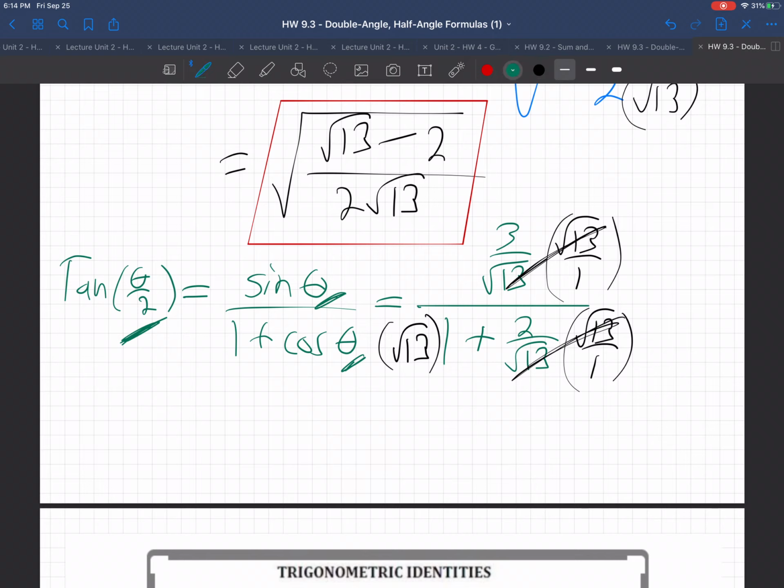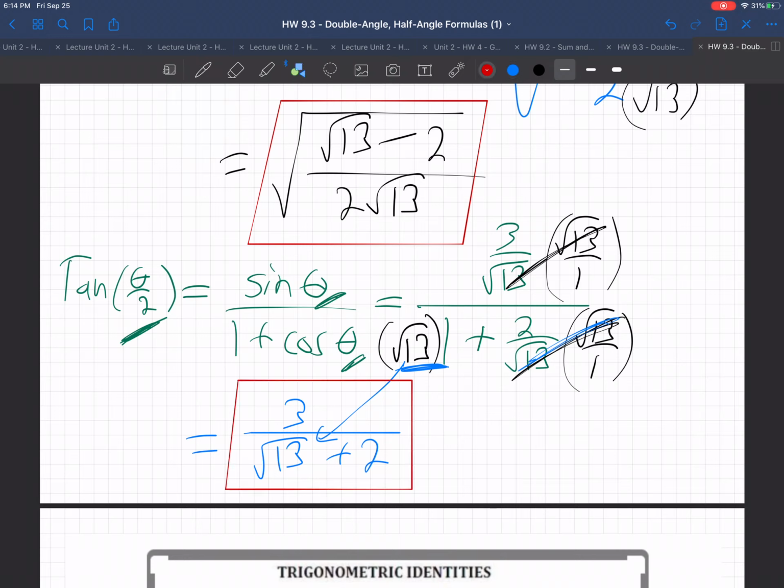So where in the world does that leave us? Here on the top, we just have 3. On the bottom, we have root 13 times 1, which is just root 13, plus, and these canceled, 2. There it is. That's the final answer. We can leave it like that. We just leave the root on the bottom. That's good enough. Don't worry about it. That's plenty of work right there.